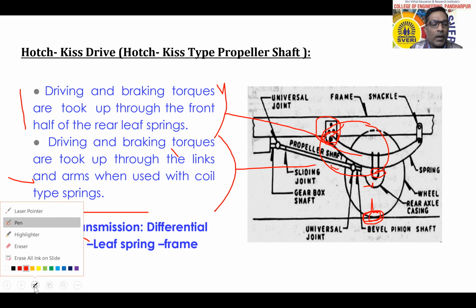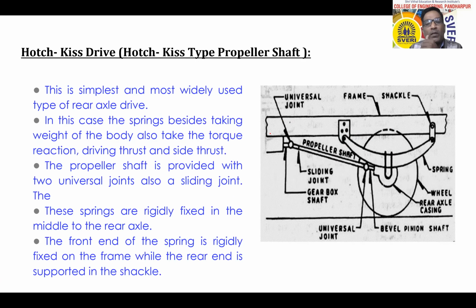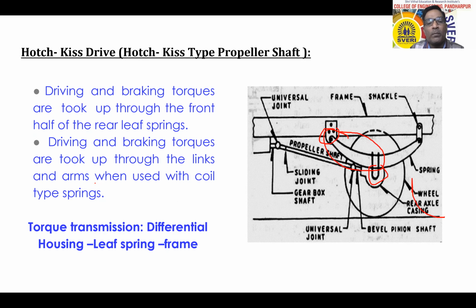So in this way, the vehicle is able to propel in the forward direction. So this section is used to transmit the torque. So that's why here there is a rigid connection and here there is a rigid connection. So this is the main difference between Hotchkiss type and torque tube type.